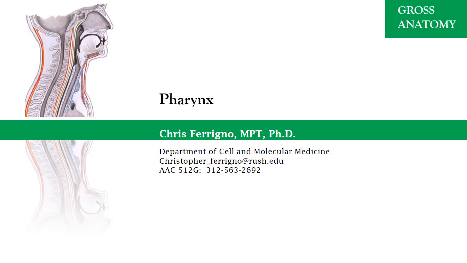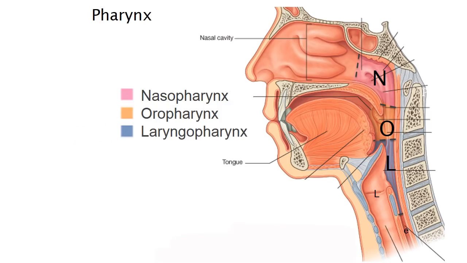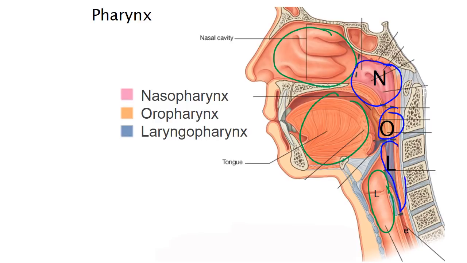Today's discussion will be on the pharynx. The pharynx is situated posterior to the nasal, oral, and laryngeal cavities. Thus, there's a nasopharynx, an oropharynx, and a laryngopharynx. It sits below the sphenoid bone and occipital bone and above the cricoid cartilage.